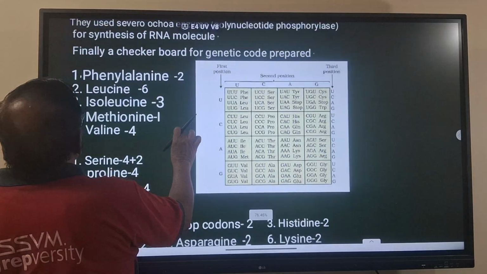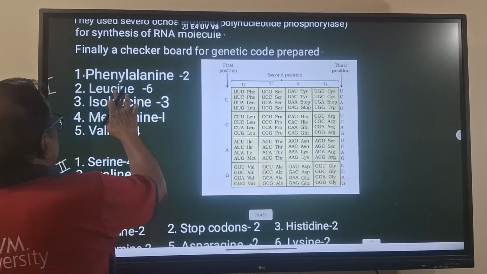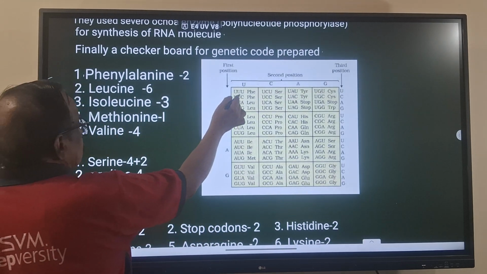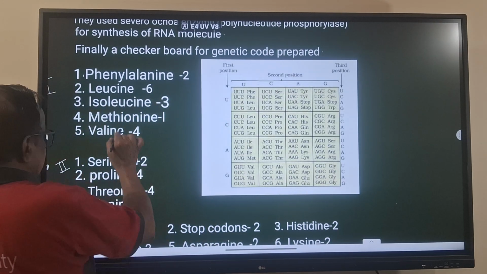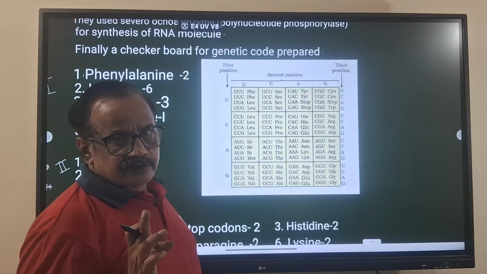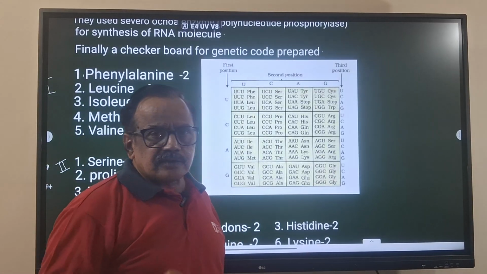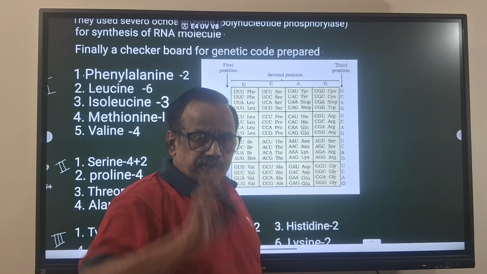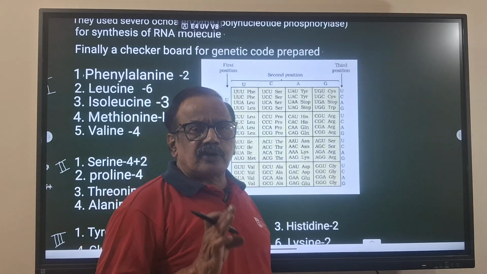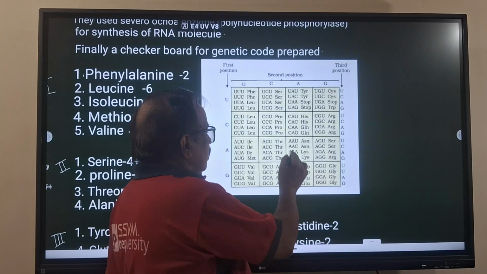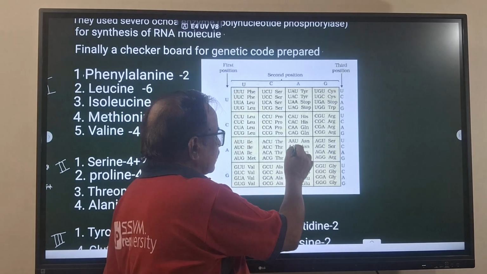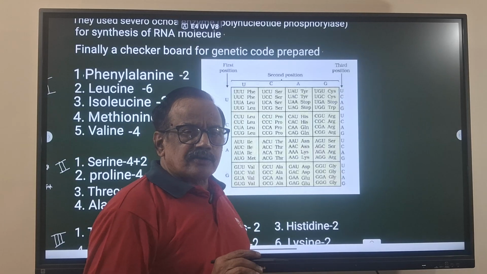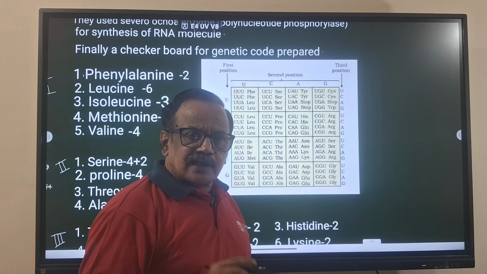Here, 5 amino acids are present in this row, and the first 2 will be phenylalanine. Like this, you have to note down those things, not only here but by seeing the textbook also. And in any box, whenever we are seeing, the first 2 letters are the same. First 2 nucleotides are the same. For example, first see A. Only the third nucleotide will be changed. In any box, the first 2 nucleotides are the same.